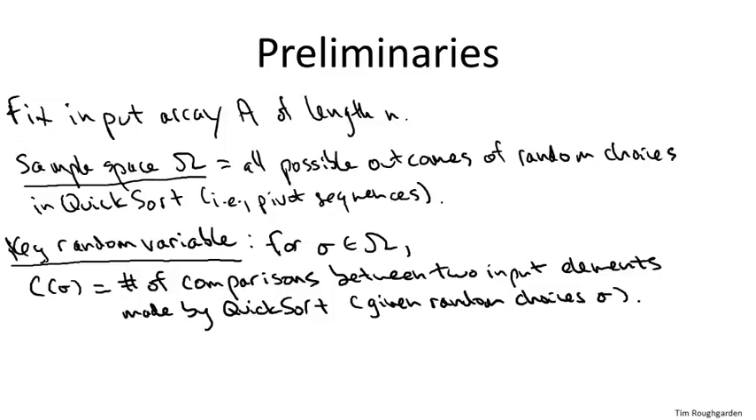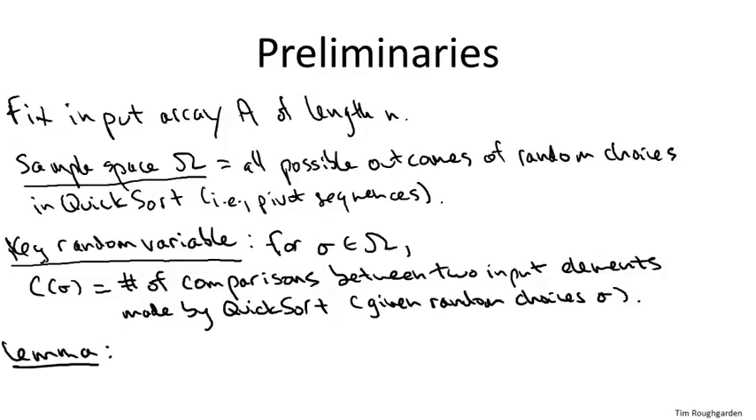Notice that this is indeed a random variable. Given knowledge of the pivot sequence sigma, the choices of all pivots, you can think of quicksort at that point as just a deterministic algorithm with all of the pivot choices predetermined. And so a deterministic version of quicksort makes some deterministic number of comparisons. For a given pivot sequence sigma, we're just calling C of sigma however many comparisons it makes, given those choices of pivots.